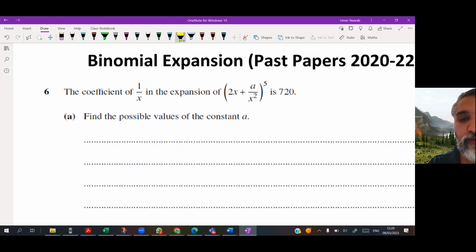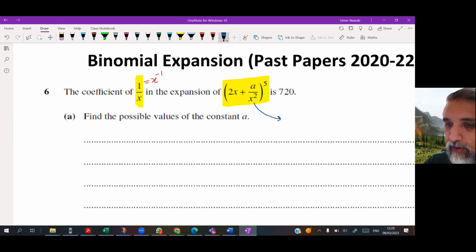So I am looking for 1 over x, which is x raised to power minus 1. Can I rewrite this expansion? This expression? 2x plus ax raised to power minus 2, raised to power 5.